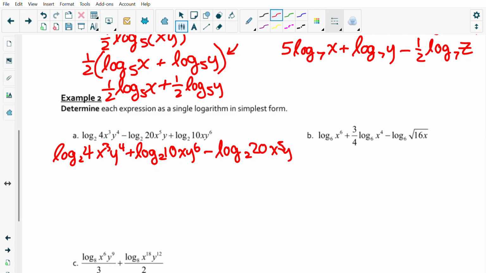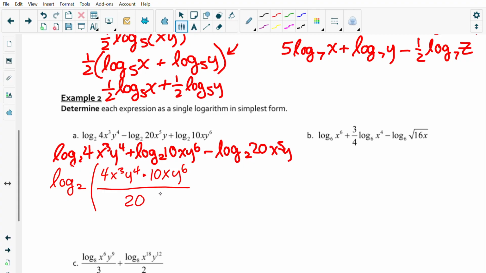I do it this way because I want to show where I'm applying the product law and the quotient law. The product law is applied to the first two expressions. So log base 2, in giant brackets, the first two terms, 4x cubed y to the 4th times 10xy to the 6th, divided by the last term, 20x to the 5th y.